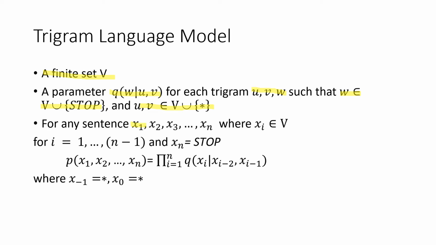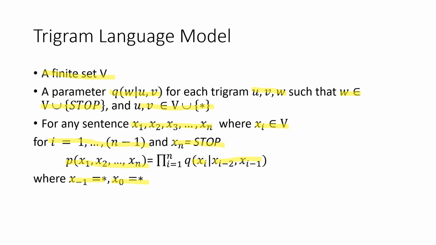Then for any sentence, a sequence of words x1 up to xn, where xi is a word in our vocabulary for i from 1 up to n minus 1 and xn equals stop, we can define the joint probability of n words as a product of q terms, where each q of xi is conditioned on xi minus 2 and xi minus 1, where each sequence actually begins with two stars, so x minus 1 equals star and also x0 equals star.